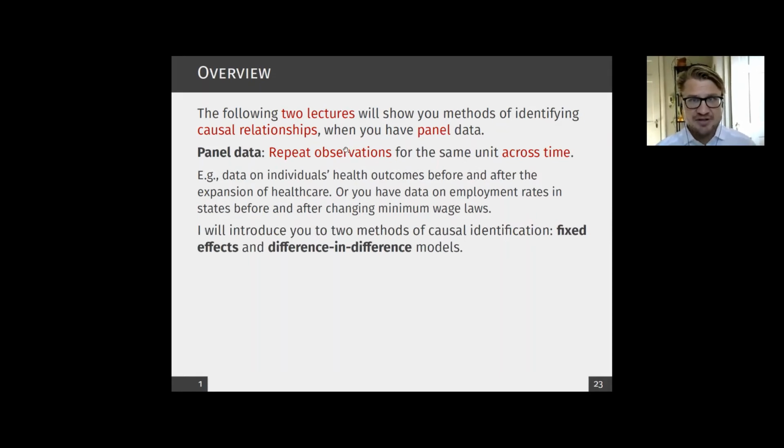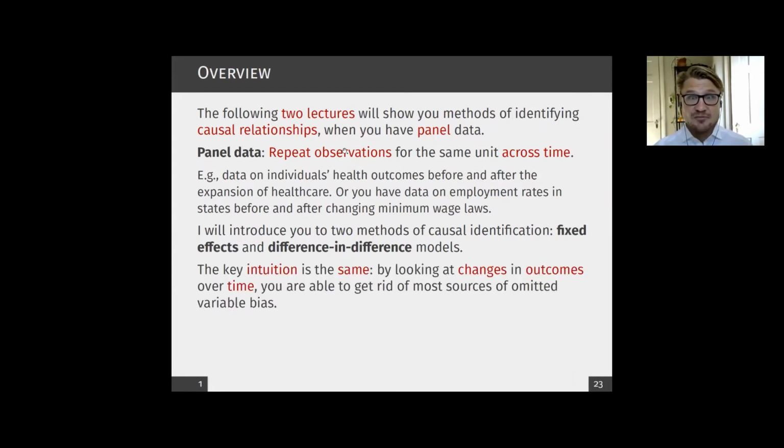So when you have panel data, there are many opportunities to distill causal relationships. I will be discussing two of those, fixed-effects and difference models. These two models have a very similar intuition in how they uncover causal relationships, because they both look at the changes over time. And by looking at the changes over time, you're able to get rid of most of the sources, not all of the sources, of omitted variable bias.